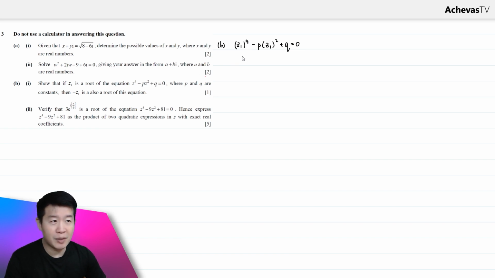Z1 to the power of 4, we can actually rewrite as minus Z1 to the power of 4. It's going to be exactly the same thing, correct? Then minus P, because of the square, we can also rewrite this as minus Z1 squared. Then plus Q is equal to 0. They are exactly the same. This tells me that minus Z1 is also a root. 1 mark.